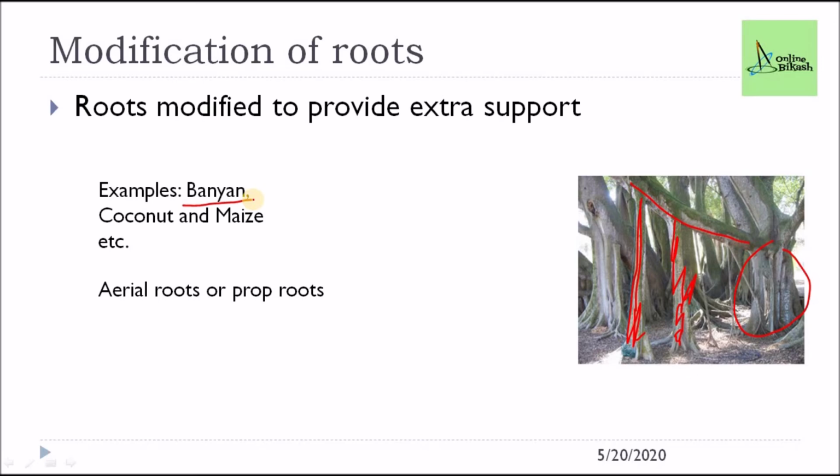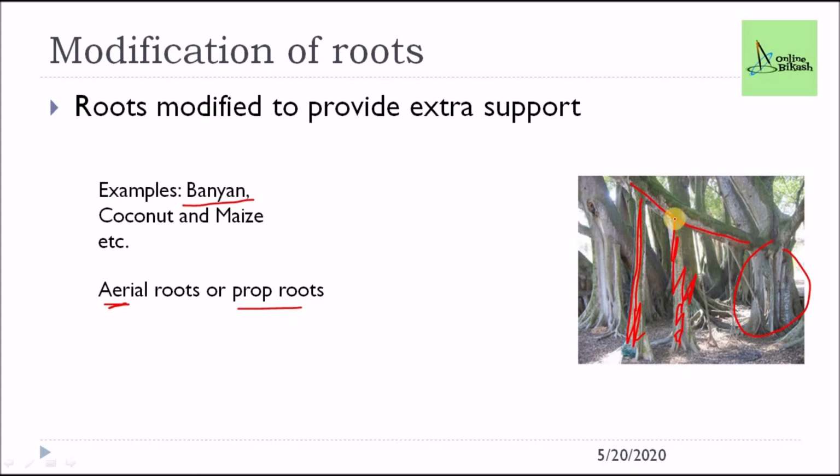So this single tree is widely spread over a wide area, and it is known as a forest. There is only one tree, but it has prop roots. This type of roots are called prop roots, or aerial roots. Aerial means air. They are floating in the air.